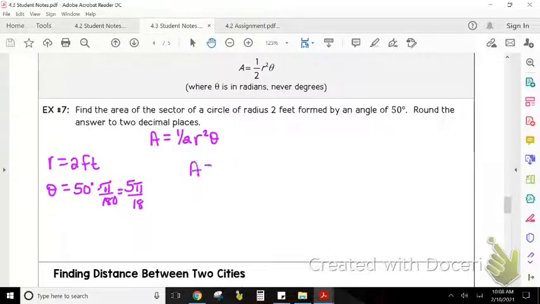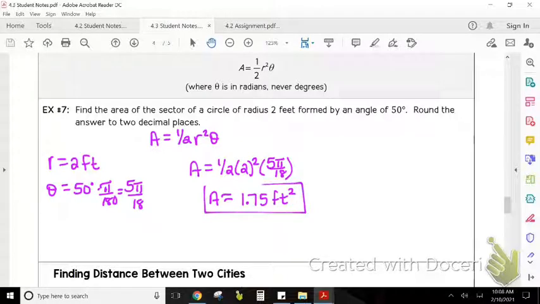So we've got A is equal to 1/2 r squared theta, which is 1/2 times 2 squared times 5 pi over 18. We're just going to type this in our calculator, rounded to 2 decimal places, and we get our area should be approximately 1.75 feet squared. Remember, area is always in squared units.